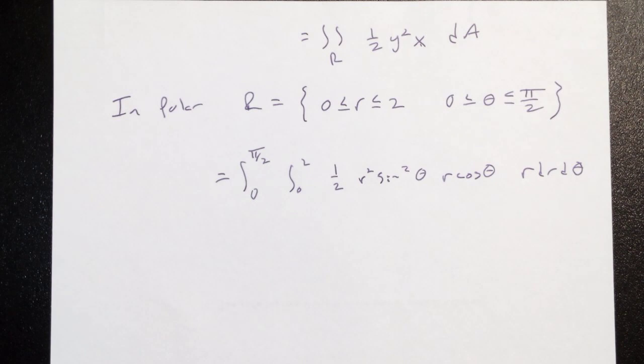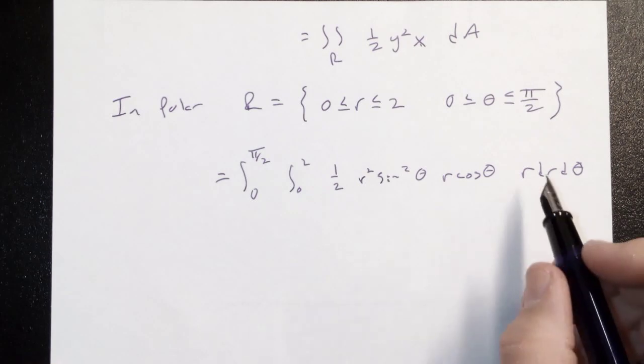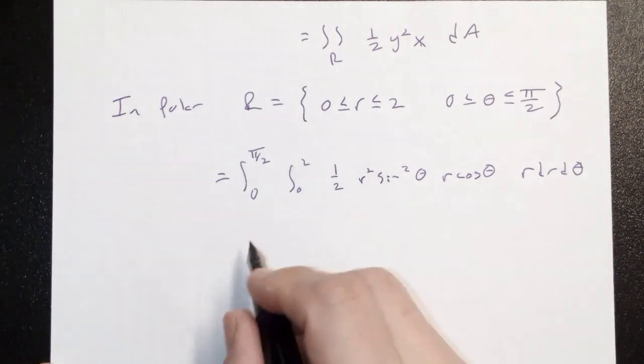The corollary to Fubini's theorem. My favorite thing to do with a double integral like this: it's something in R times something in theta. I can rip them apart and do an R integral and a theta integral. 1, 2, 3, 4 R's.